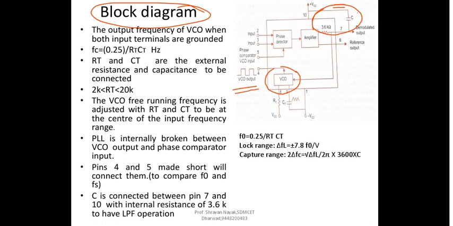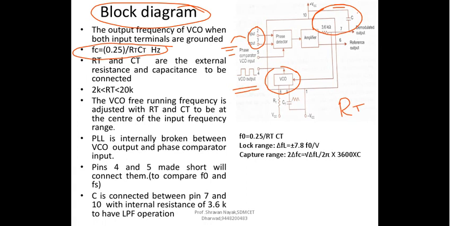Now, very importantly, you can see here the output frequency of the VCO when both the input terminals are grounded, that means when you short these two to each other and ground them. The output frequency of this VCO is given by this particular expression. You will have to remember this expression: FC is equal to 0.25 divided by RT into CT. I have already spoken about the values of RT and CT earlier.